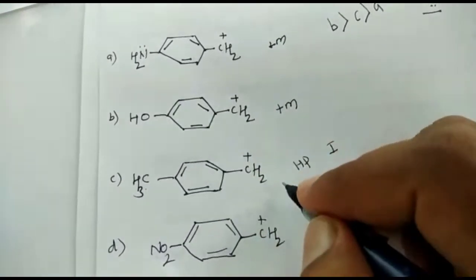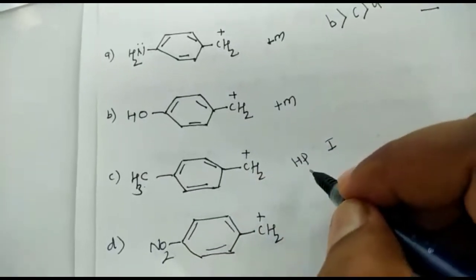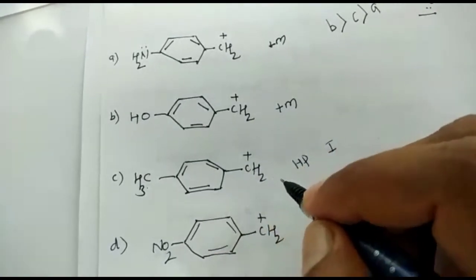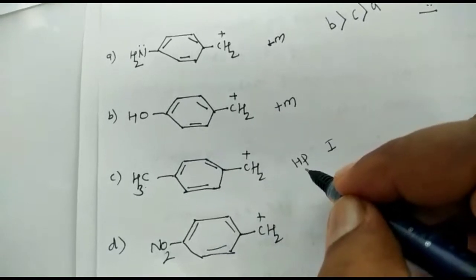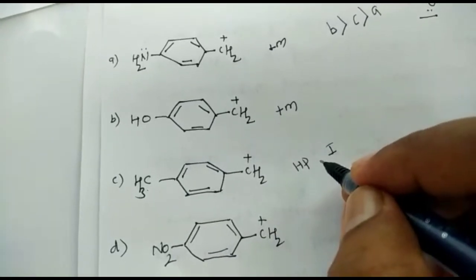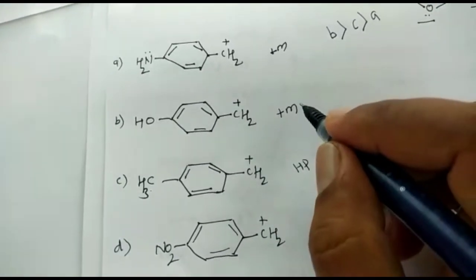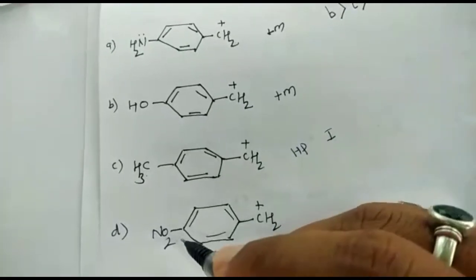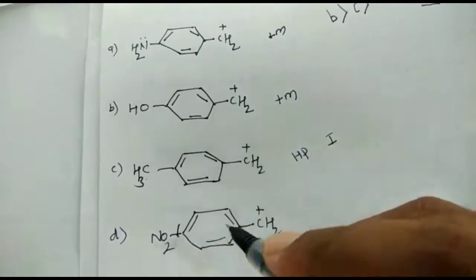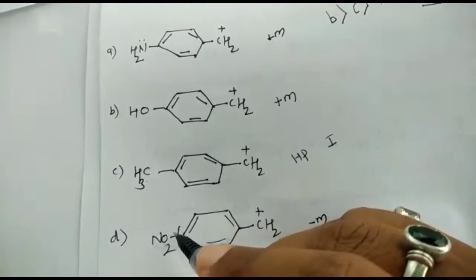Okay, it will not produce hyperconjugation and inductive effect. Hence, as compared to the mesomeric effect, inductive effect and hyperconjugation are weaker. And the last one is the electron withdrawing group. It will produce a minus M effect.